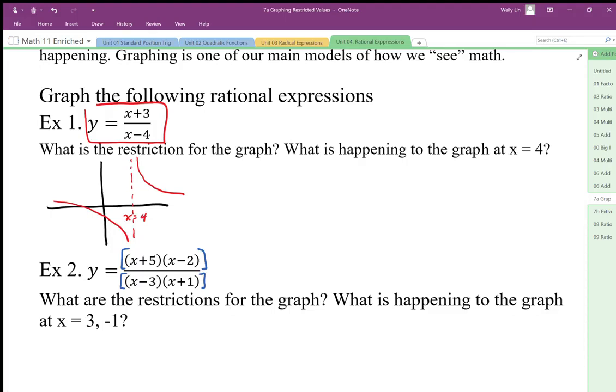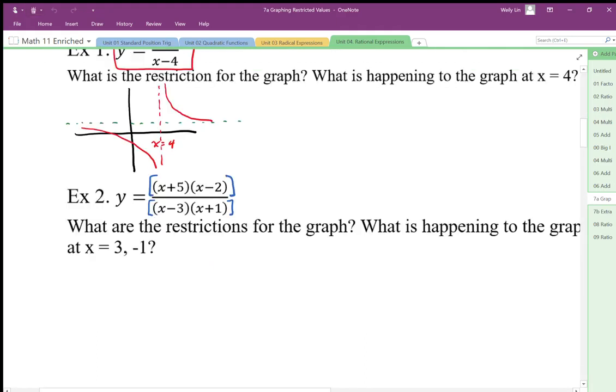Now we're just going to focus on the vertical asymptote, the restricted value for x, but some of you may have noticed that something is happening along the y as well. There's actually what we call a horizontal asymptote. Now we'll leave that to later, but for now we're going to focus on the x, or the domain restrictions. So the same thing is happening over here.